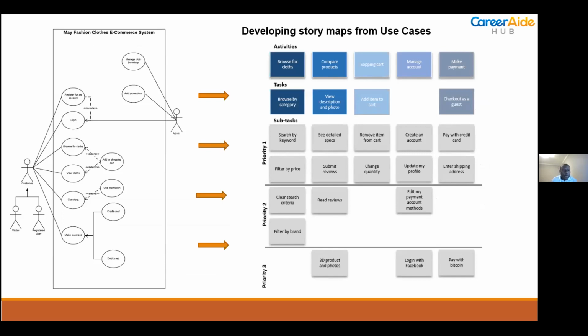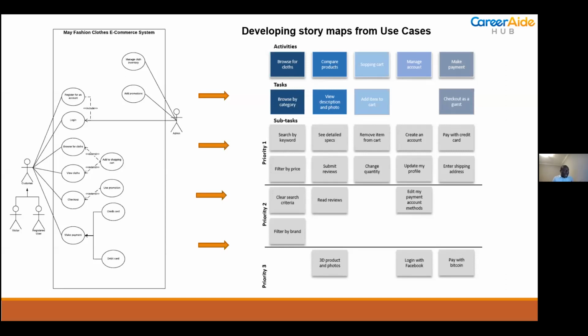So if you look properly, you will see the use case, which is on the left. And this use case is for an e-commerce system. If you look at that use case, you will see a customer, and the customer engages the system by registering. The customer could register for an account. The customer could also log in. The customer can browse for clothes. The customer can view clothes. The customer can check out, and the customer can also make payment.